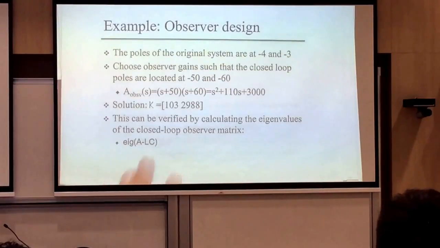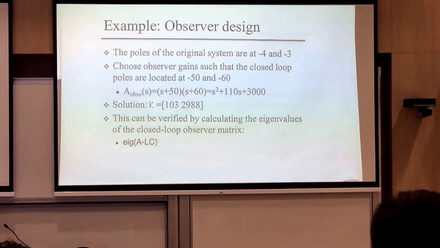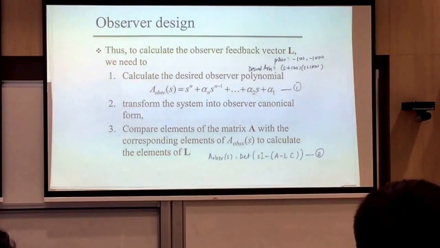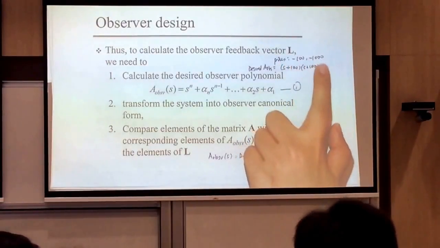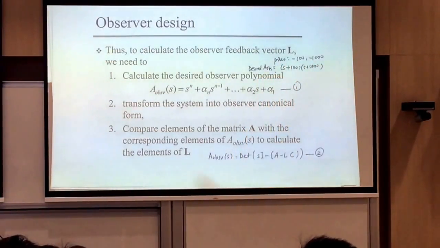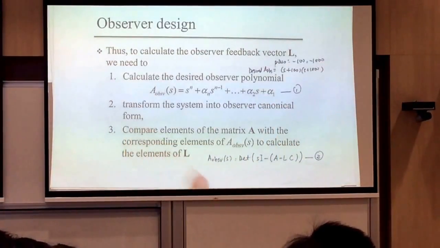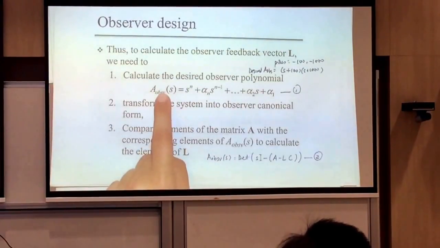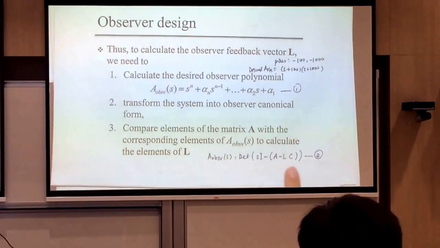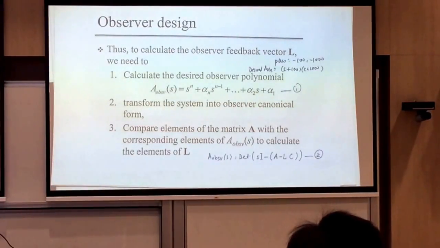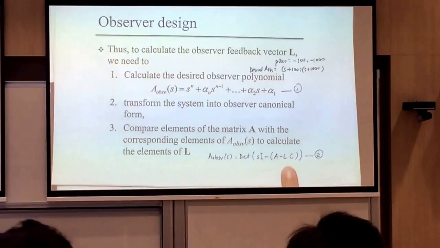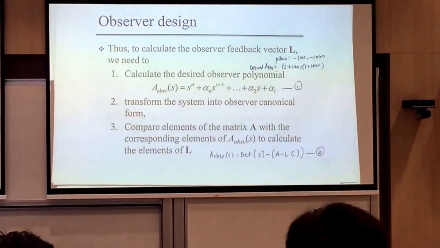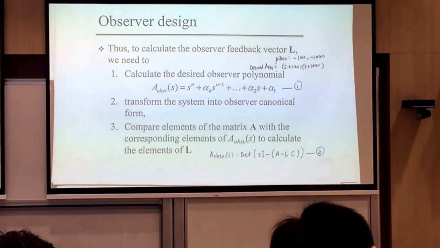What you want is L. Theoretically, you can do this. Theoretically. Usually you don't do this in the exam. So if you have poles at minus 100, minus 1000, your desired polynomial is s plus 100, s plus 1000. You write them out here, and you compare what you want with the observer's determinant of sI minus (A minus LC). So you compare coefficient for coefficient, and you find what is L. This is something that you never do in your exam. So don't do this in your exam.